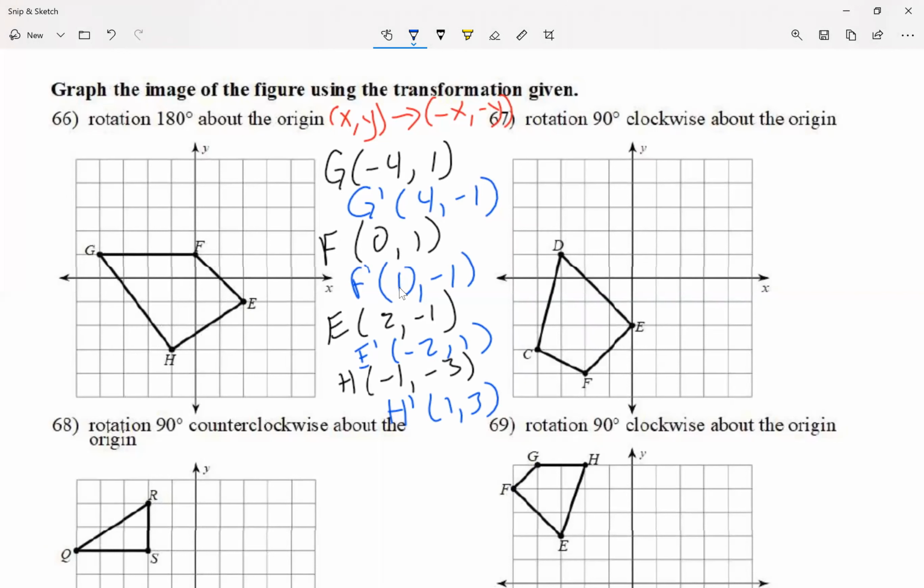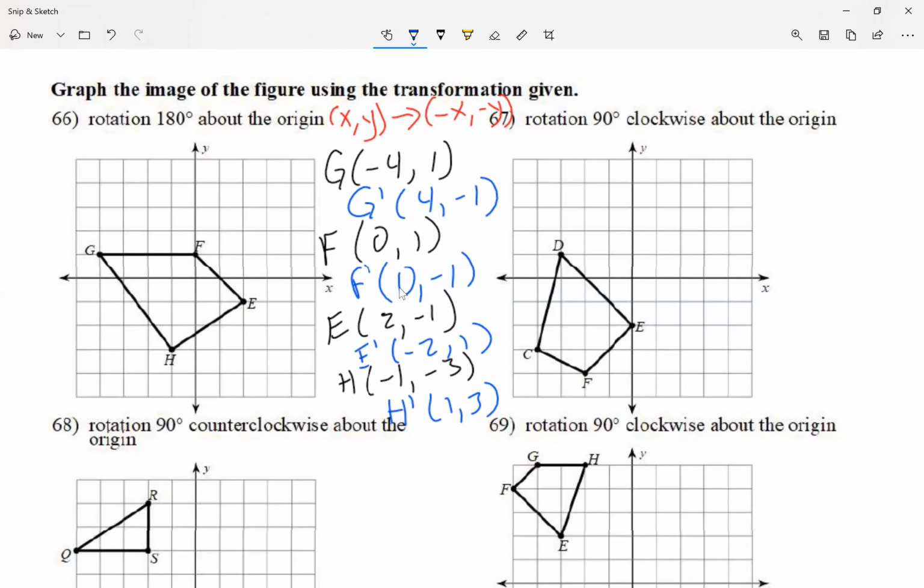The homework, all I'm asking you guys is give me the coordinates of the point given. So good. If I ask for G prime, just give me the coordinates of G prime. If I ask for F prime, E prime, or H prime, you guys know what to do. But in this case, on my notes, the instruction says graph. So I'm actually going to graph this.